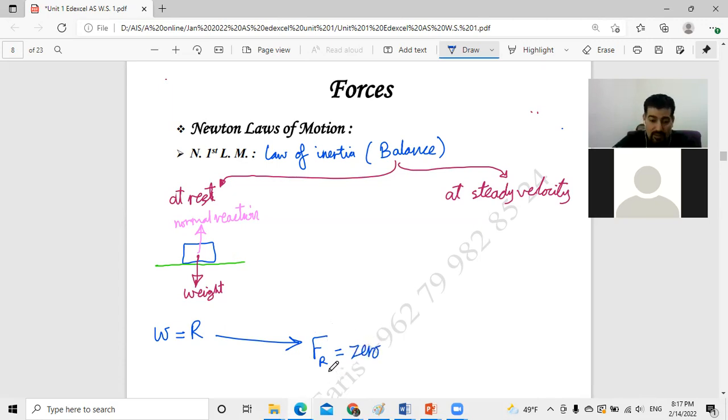And the acceleration on it equals how much? It's also equal to zero. So this is the first half of Newton's first law of motion: an object at rest remains at rest unless a resultant force acts on it. So the resultant force acting on it is equal to zero. There is no resultant force.